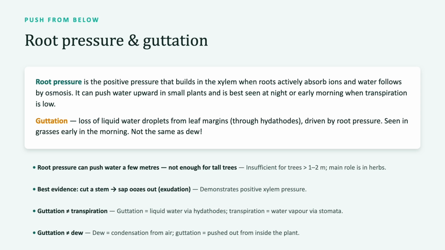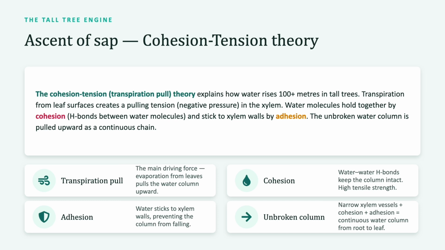But root pressure alone is weak. It can only push water a few meters, nowhere near enough for a tall tree. For that we need a much more powerful engine. Now the star of the chapter, the cohesion-tension theory, also called the transpiration pull theory. This is how water reaches the top of the tallest tree on earth.